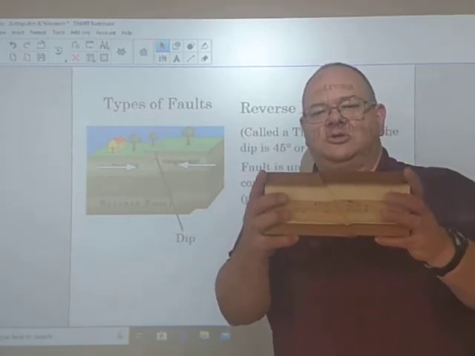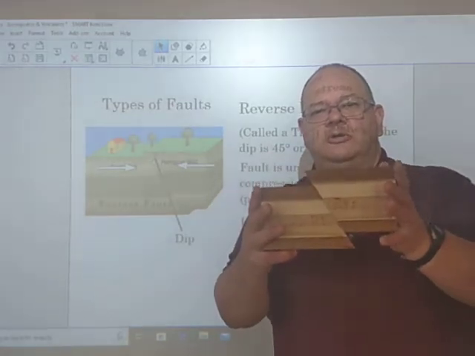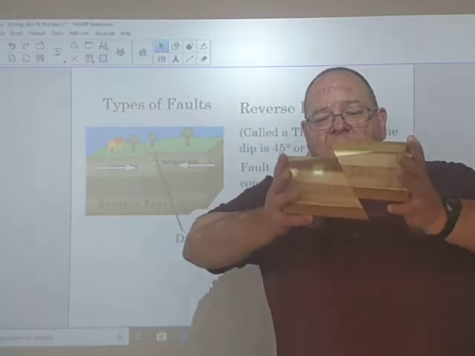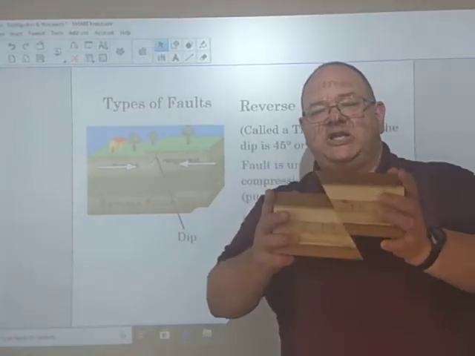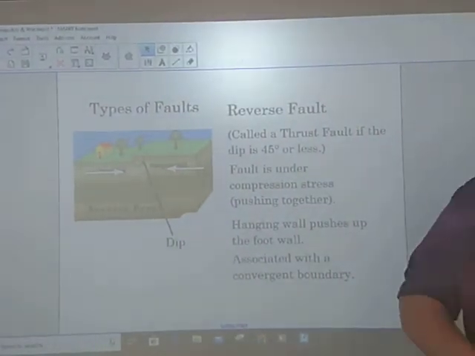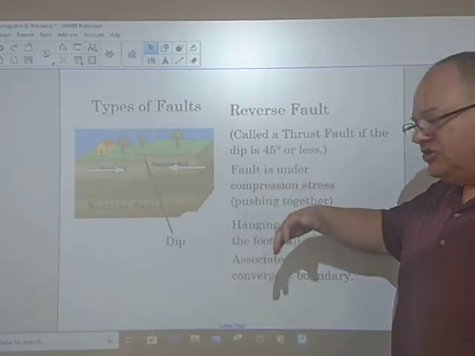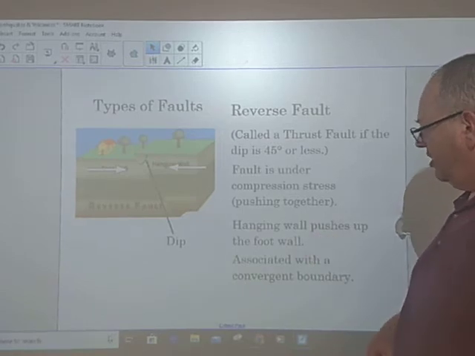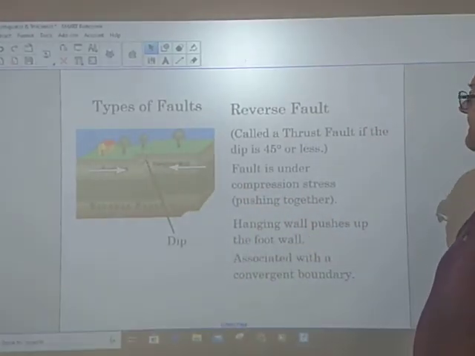Okay? So normal fault, hanging wall drops down. Reverse, the hanging wall pushes upward. Okay? And how does that happen? They're being squeezed together. If I squeeze these together, the hanging wall moves upward. So, it's under compression stress. It's being squeezed. The hanging wall pushes upward. That's associated with a convergent boundary, the coming together.